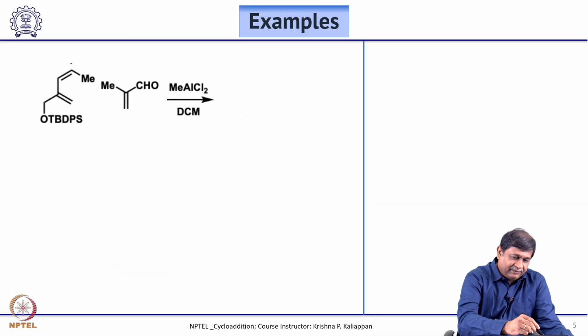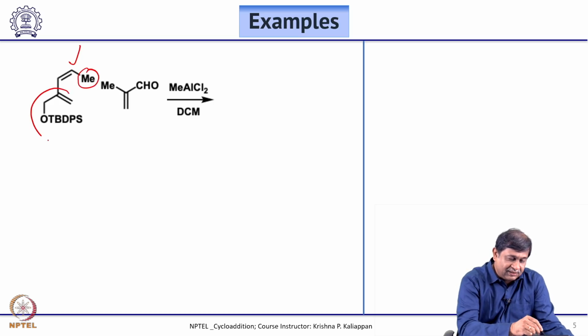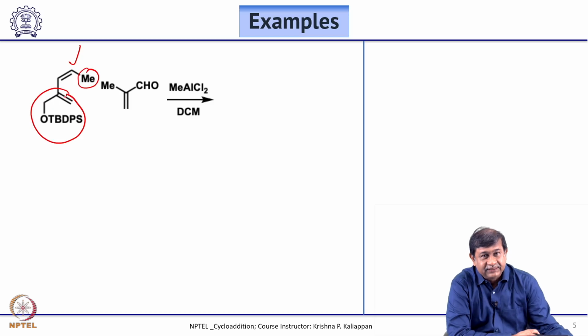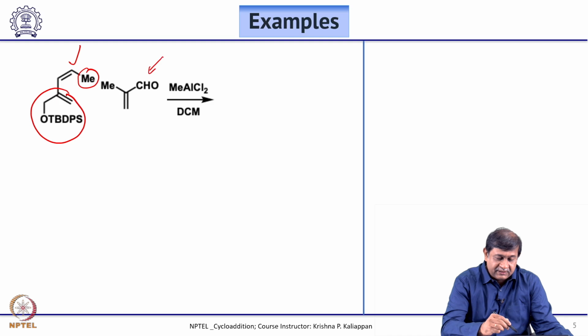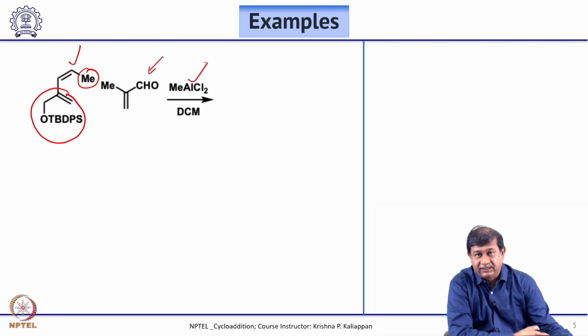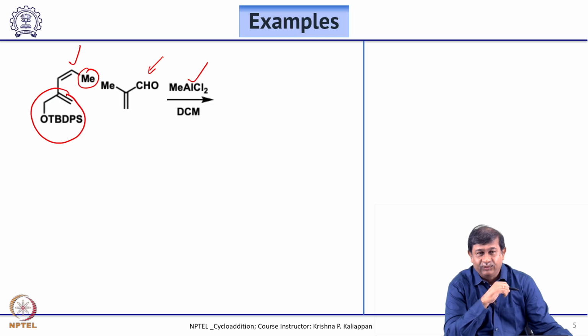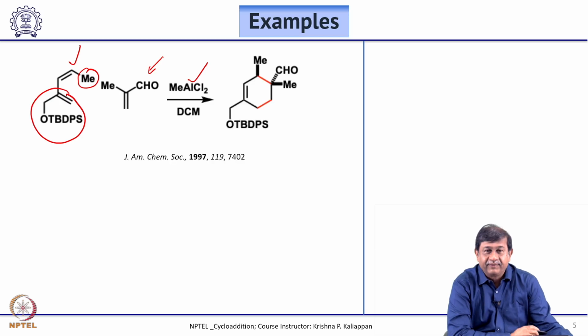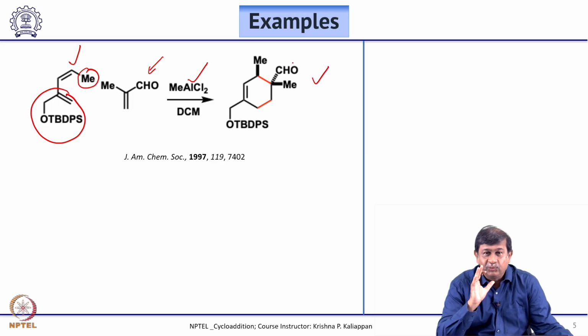And this is another very interesting example. You can see the methyl group and this alkene are cis to each other, and if you do the Diels-Alder reaction with methacrolein in the presence of methyl aluminum dichloride instead of aluminum chloride. The earlier examples we have discussed used aluminum chloride as the Lewis acid. Here we used methyl aluminum dichloride, and this in principle can give the cyclohexene, and as you can see here, this can be done at room temperature and gives only one product.